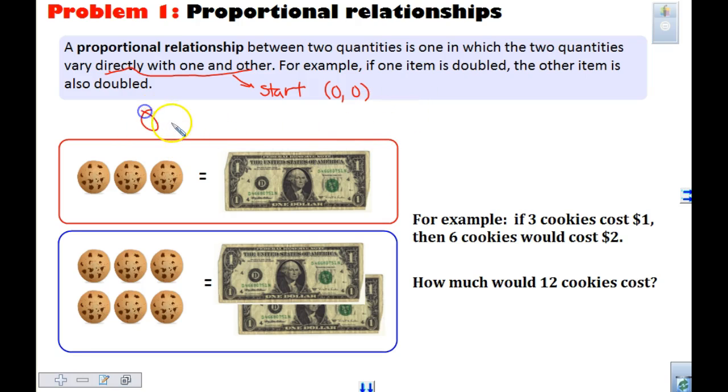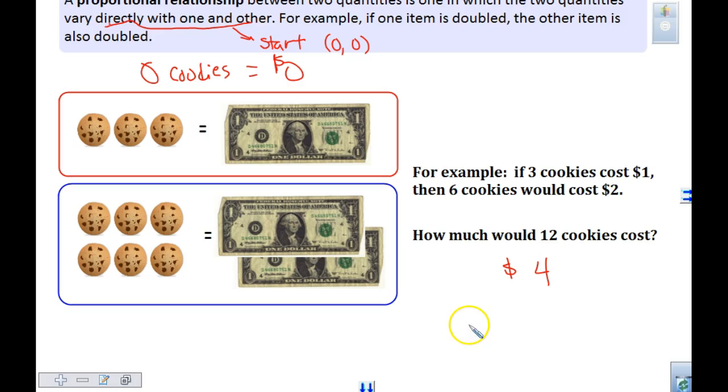Meaning if we have 0 cookies, it's going to cost us $0. When we have 3 cookies, it costs us $1. When we have 6 cookies, it costs us $2. So the question is, what if we have 12 cookies? How much should it cost? It should be $4, right?